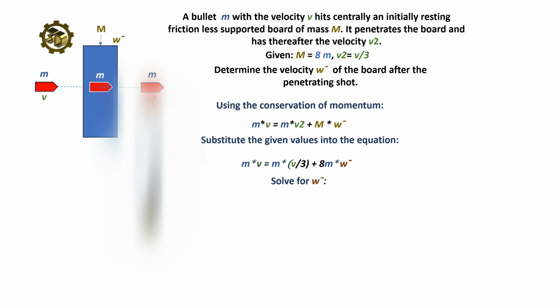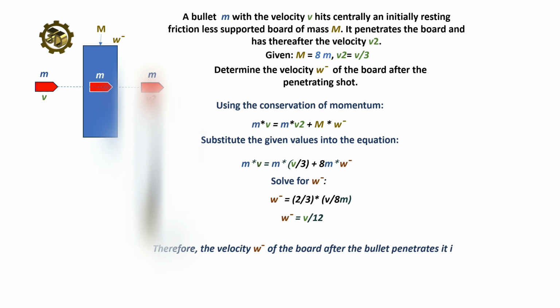Solve for w. w equals v divided by 12. Therefore, the velocity w of the board after the bullet penetrates it is v divided by 12.